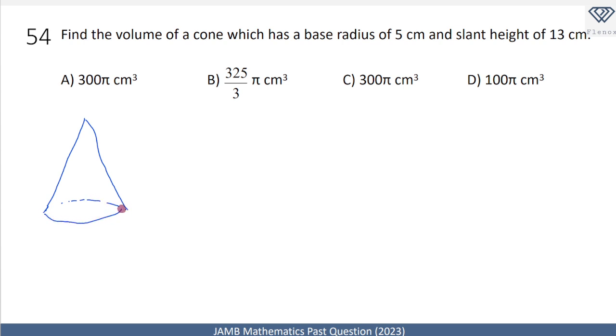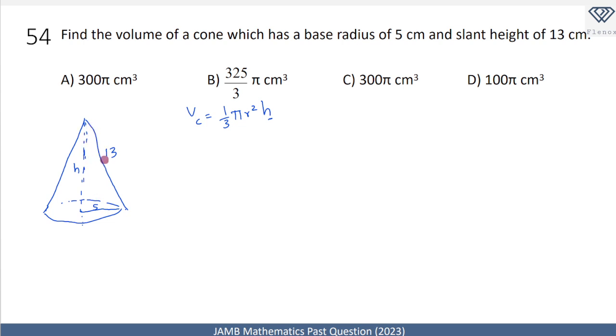We are told that the radius, which stretches from the center to this point, is 5. And we are told that the slant height, which is the length of this slanting side, is 13. Now I've been told to find the volume. The volume of a cone is given as 1 over 3 pi r squared h. Now we know what the radius is, but this h is the vertical height, in other words, the height from the tip of the cone to the base. But we do not know this vertical height. Instead, we've been given the slant height.